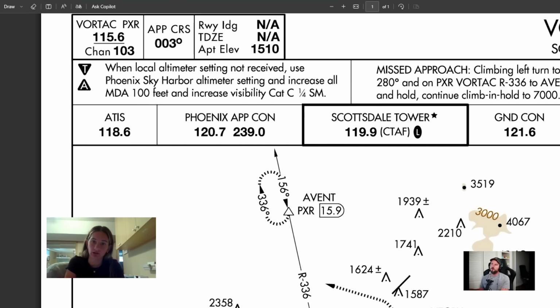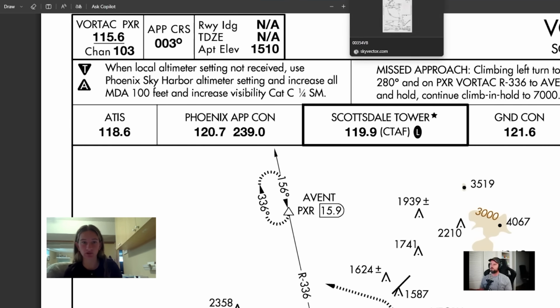All right. So what does this little A right here mean? That means that there's non-standard alternate minimums. So if you planned on filing this airport as your alternate, you should take a look into the chart supplements and verify that it's available. Or if you need to raise your minimums, if you're a certain category or anything like that.